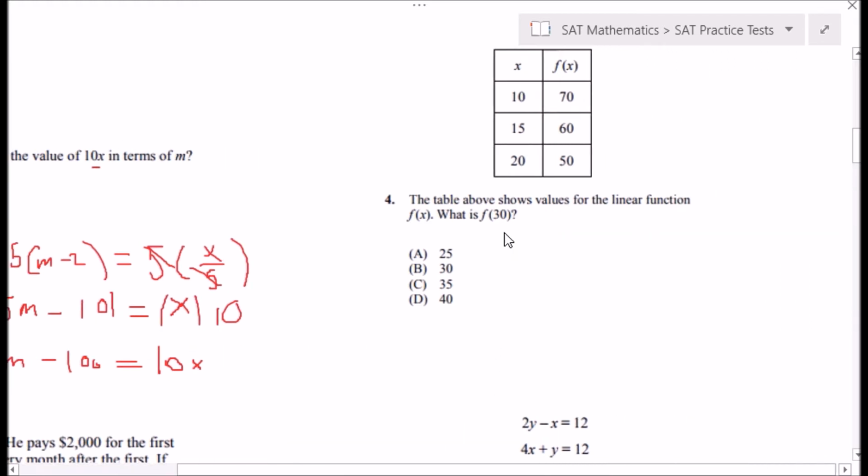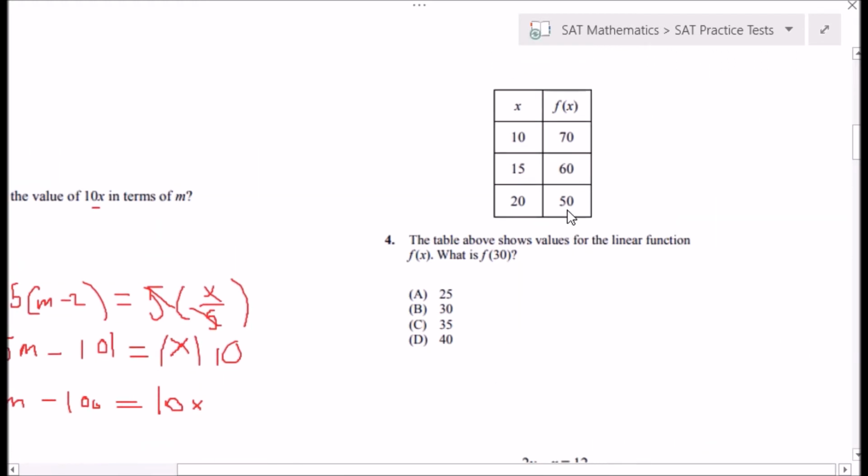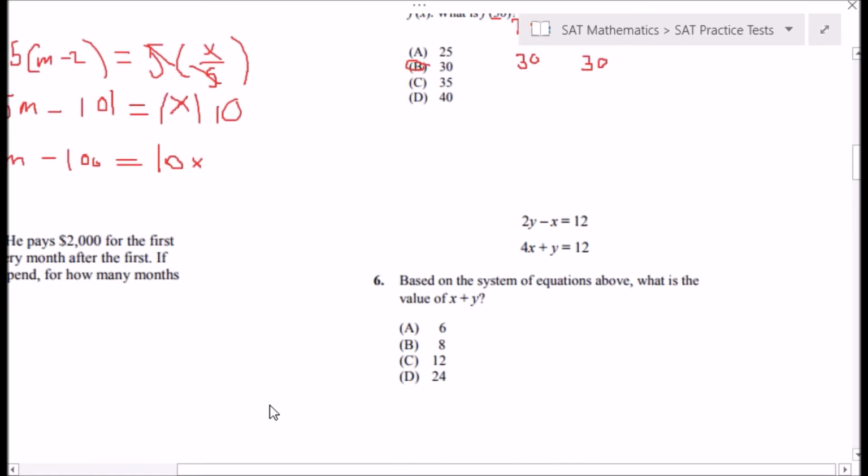Number 4. The table above shows the values for the linear function f of x. What is f of 30? So f of 10 is 70, f of 15 is 60, f of 20 is 50, so you can kind of see a trend going. So that means f of 25 must be 40, and f of 30, which is our question, will be 30. So we pick B and move on.